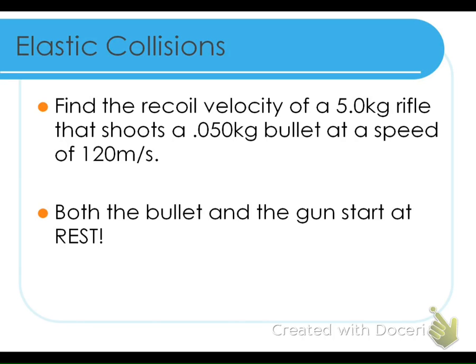Okay, we'll practice an elastic collision problem. Find the recoil velocity of a 5 kilogram rifle that shoots a 0.05 kilogram bullet with a speed of 120 meters per second. I want to make the distinction here that both of these objects will start at rest. Do you know what the recoil of a gun is? After you shoot a gun, it kicks back at you a little bit. We're trying to find the speed of that kickback. The moment it's fired, it kicks back at you. We want to find that little velocity right there. But before our collision, it starts at rest. So both velocities are at rest at the beginning here.